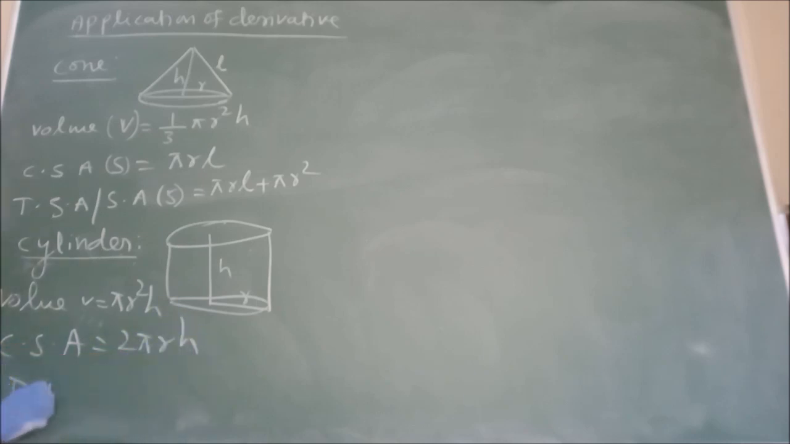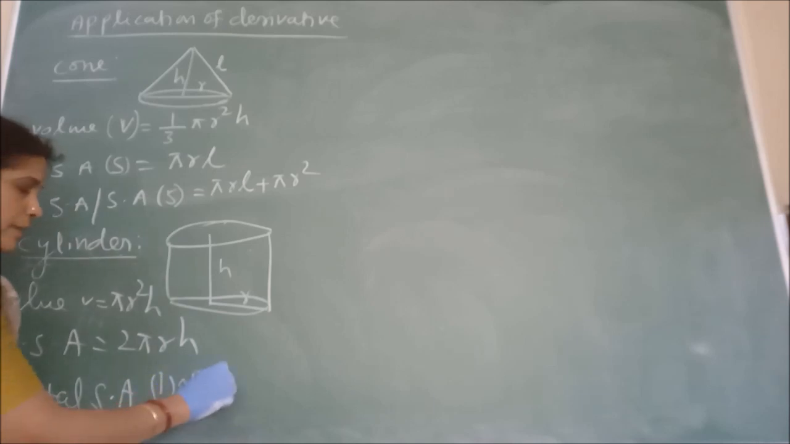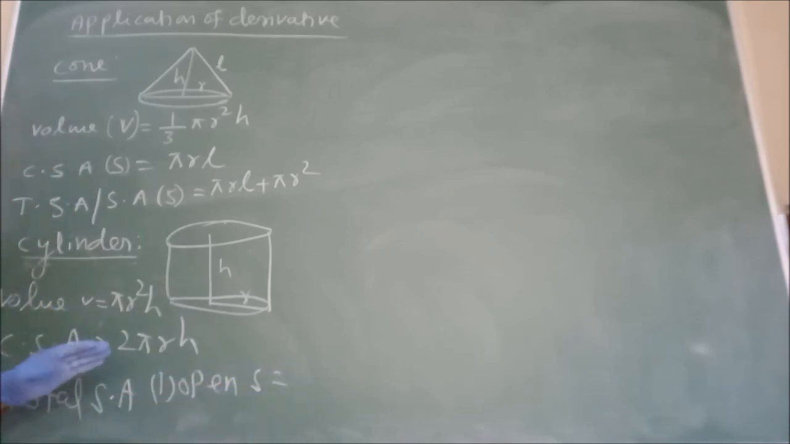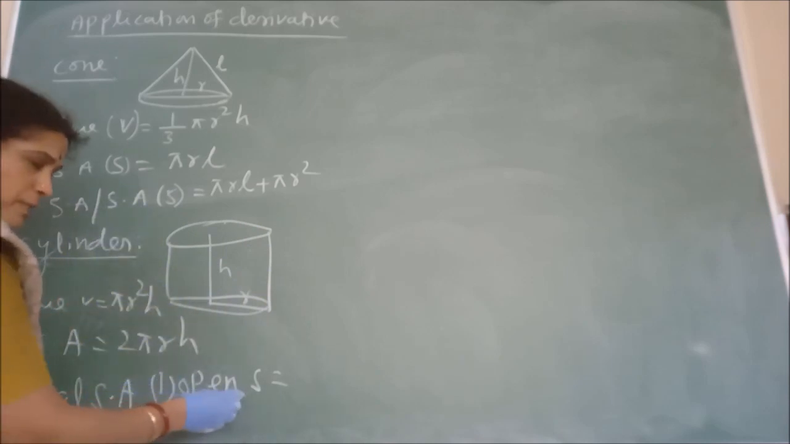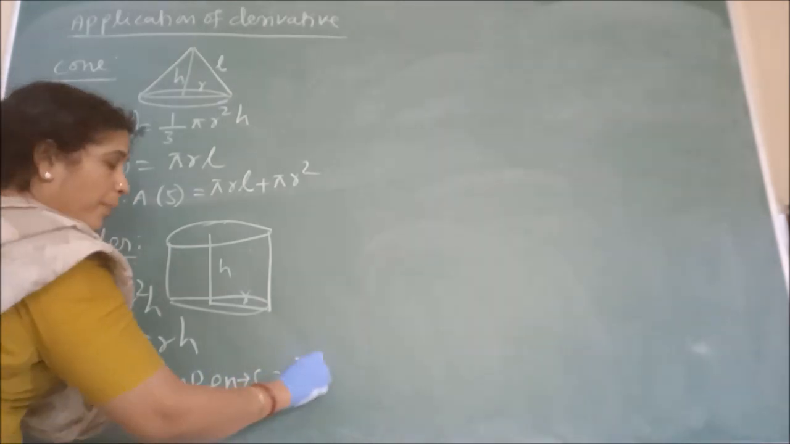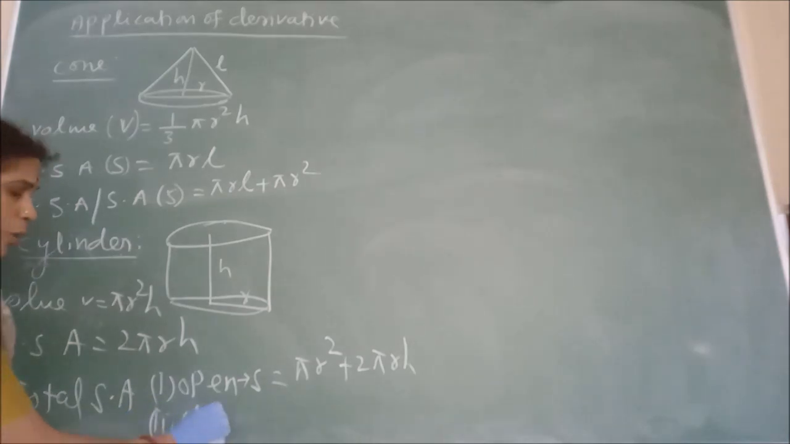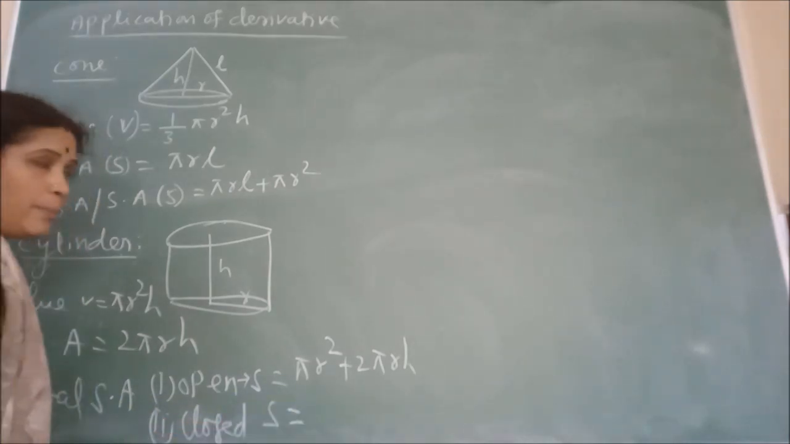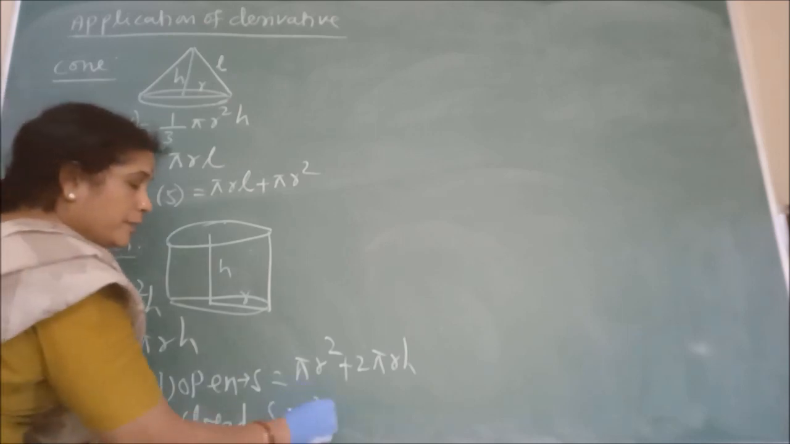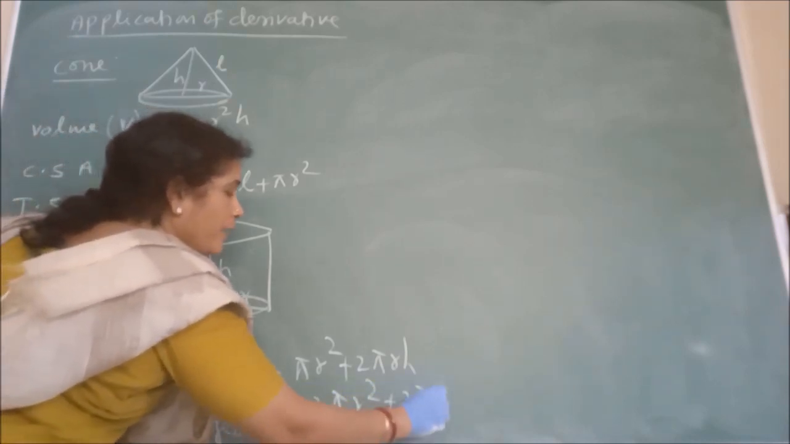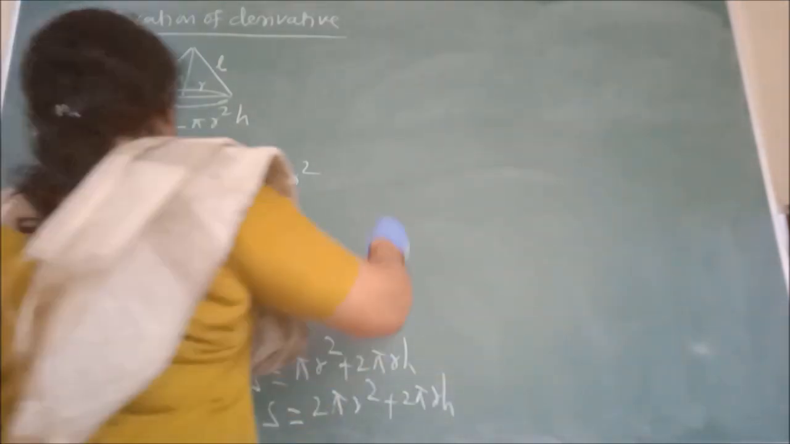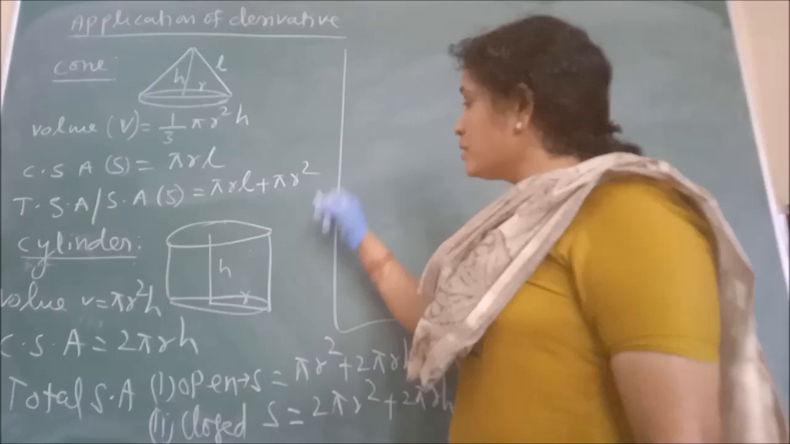Now total surface area, there are different total surface areas. If it is an open cylinder, then the total surface area is curved plus bottom area, because the top is open. So for an open cylinder, S is equal to pi r square plus 2 pi r h. And if it is a closed cylinder, without all these formulas you cannot do anything in the application of derivatives, that becomes 2 pi r square plus 2 pi r h. Are you clear?